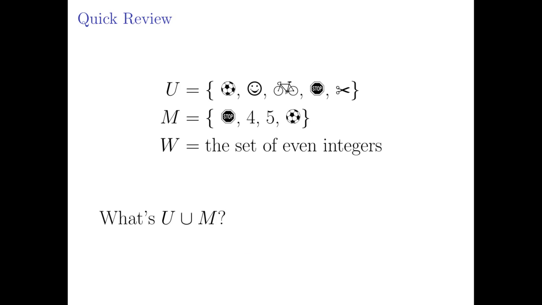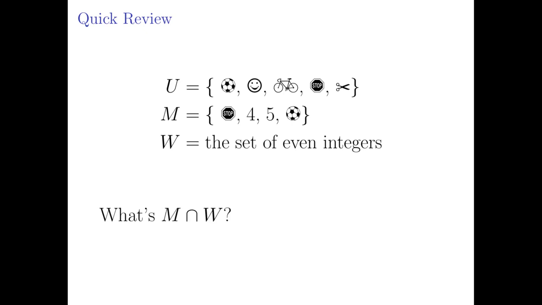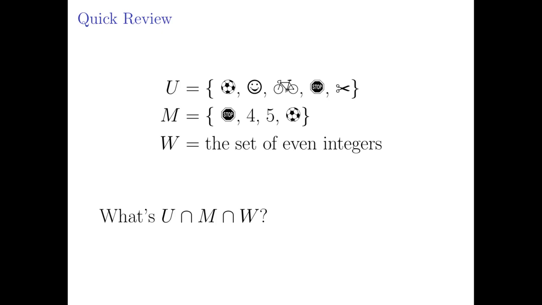What do we get if we do U union M? That gives us everything in both sets, including the numbers and all of the figures. What about M intersect W? Obviously, you can't figure that out extensionally because you can't enumerate all of the things in the set W. It's infinite. But you can figure out that the only thing that M has in it that is in common with the even integers is the number 4. What happens if we intersect all three of them?